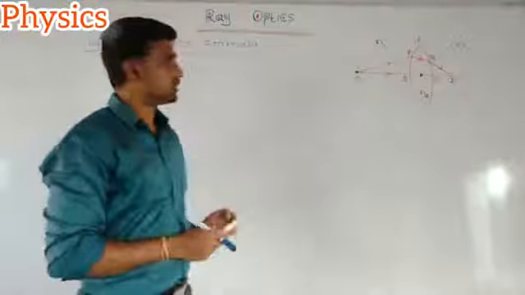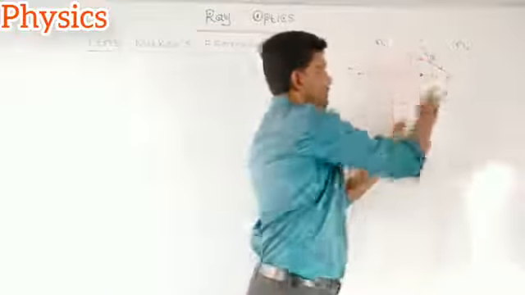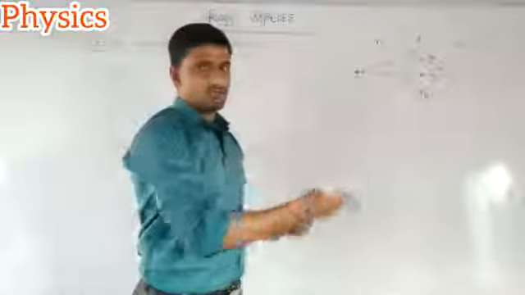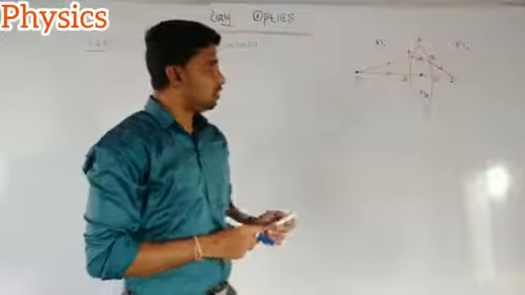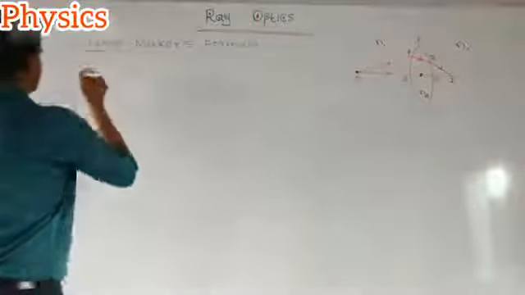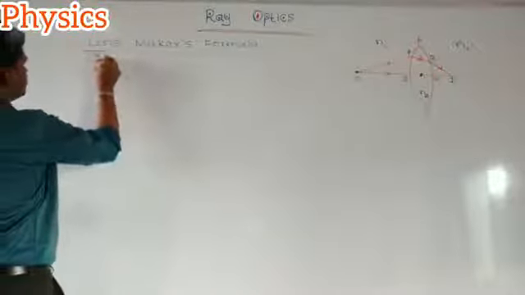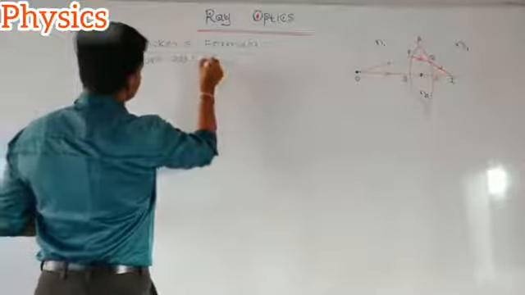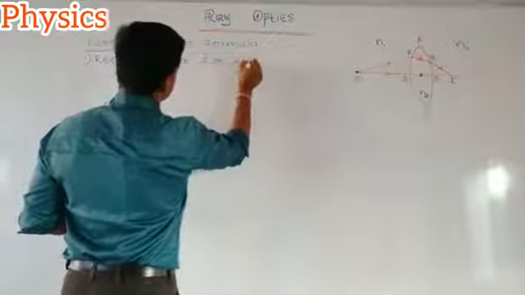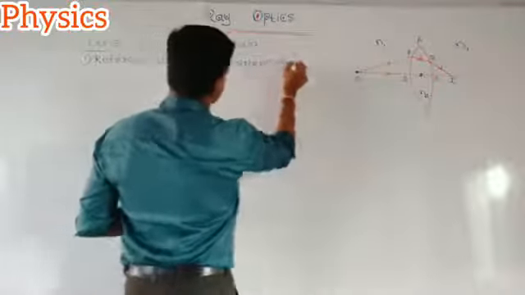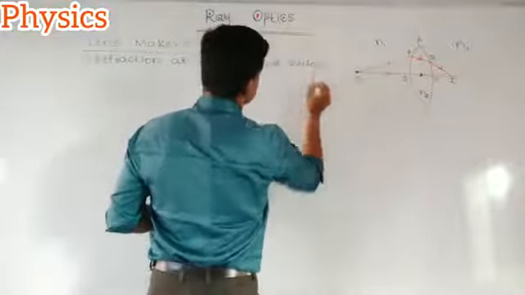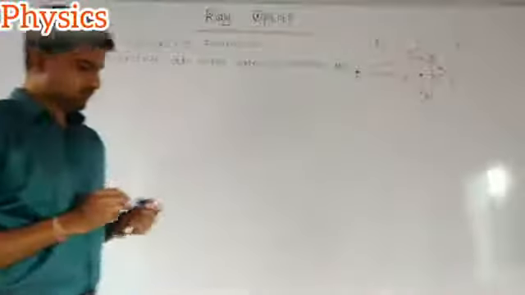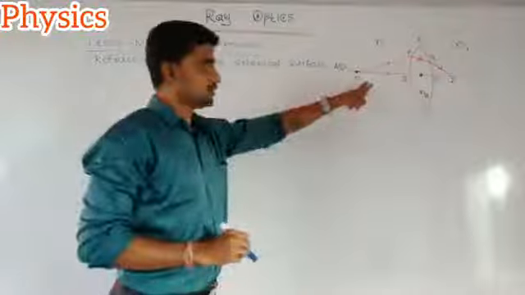Now, for the derivation purpose, I am splitting these two surfaces. And now let us see how the refraction takes place at the two surfaces separately. Understood? Now I am considering the first refracting surface. Refraction at first spherical surface, that is ABC. First spherical surface ABC. Right. So before that, see here the distances.